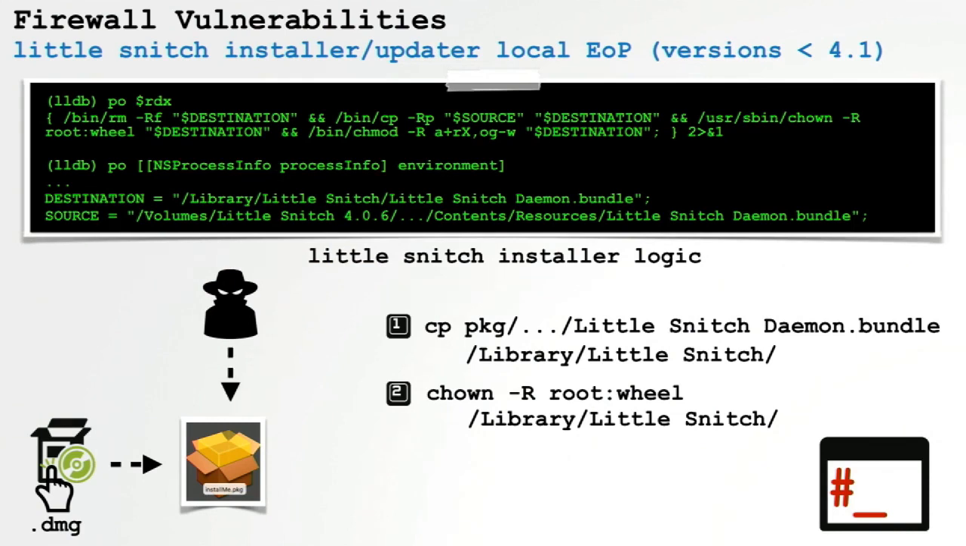Another issue I found also in Little Snitch when I was working on these slides affects its installer or updater component. Basically, it would not validate that the new firewall components it was installing had not been tampered. So what a local unprivileged attacker could do is modify these components, and then the privileged firewall installer would naively use these infected or modified components and execute them as root, basically giving, again, a local unprivileged attacker root privileges.